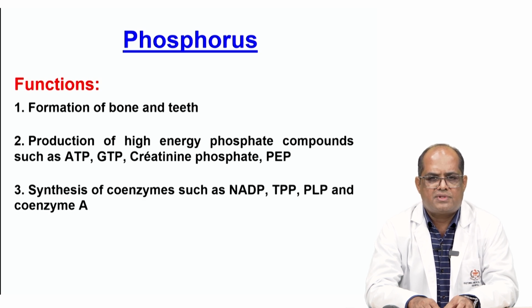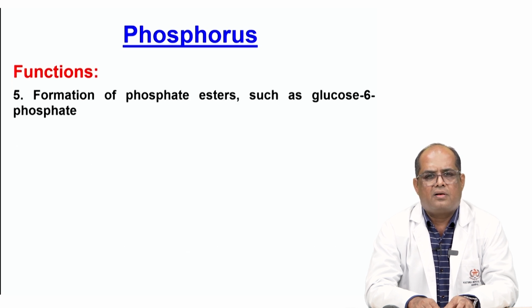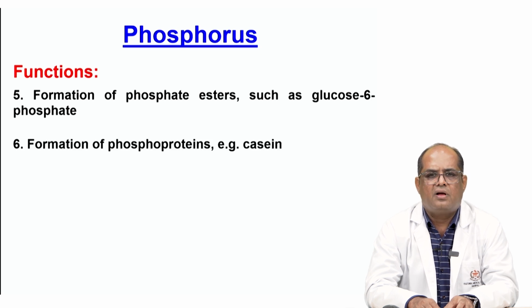Synthesis of coenzymes such as nicotinamide adenine dinucleotide phosphate NADP, thiamine pyrophosphate TPP, pyridoxal phosphate PLP and coenzyme A, they all contain phosphorus. In DNA and RNA synthesis, the phosphodiester linkages are formed from 3' to 5' end, and phosphate is an important component in that. Formation of phosphate esters such as glucose 6-phosphate, and formation of phosphoproteins like casein.